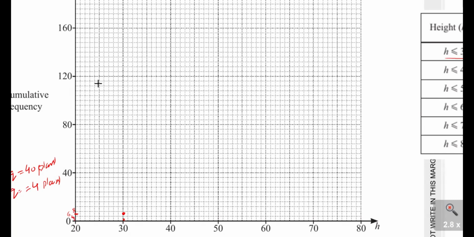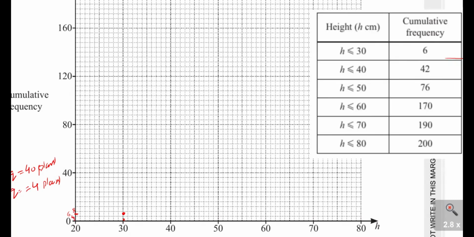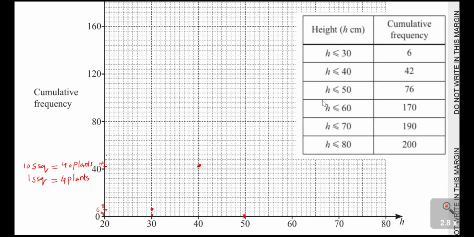Next value here is 40 and 42. Look here, this is the position 40 and this position, the center of 44 and 40, would be 42. And therefore, we will mark this position 42 here. Next is 50 and cumulative frequency 76. This is the position 50, and this position is 80, and this position would be 76 because one small square equals 4. Therefore, we will draw the point in this position.